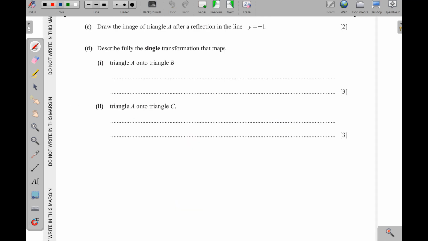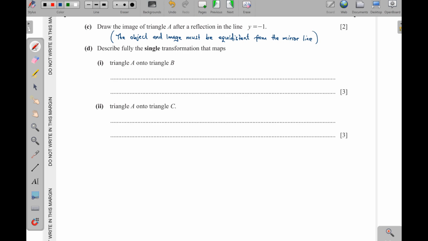Part C, draw the image of triangle A after a reflection in this line y is equal to -1. So the object and image must be equidistant from the mirror line. The object and image must be equidistant from the mirror line. So like that.